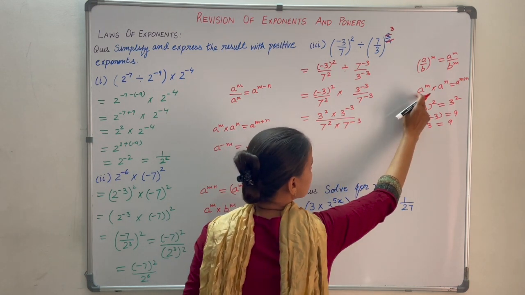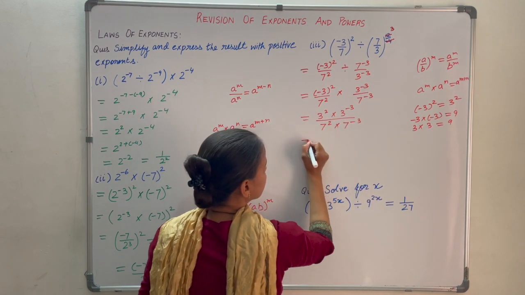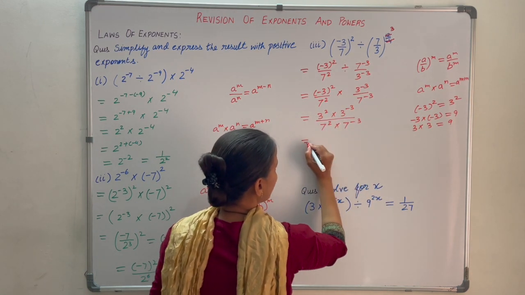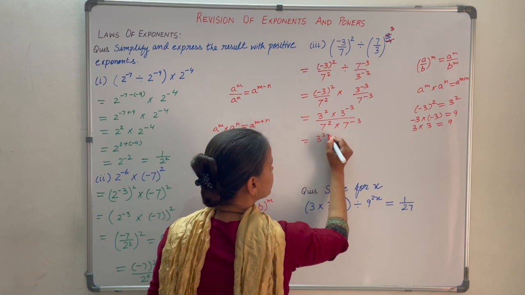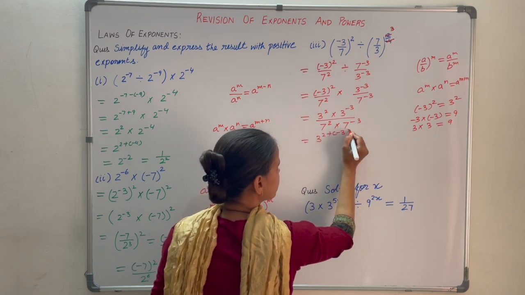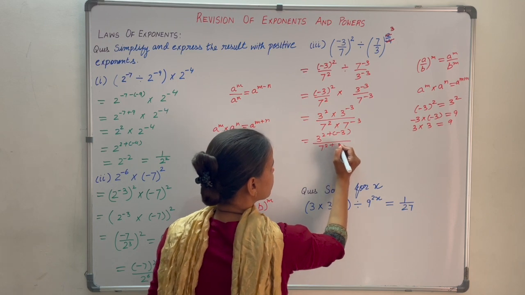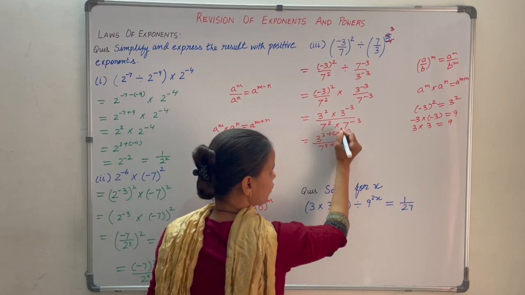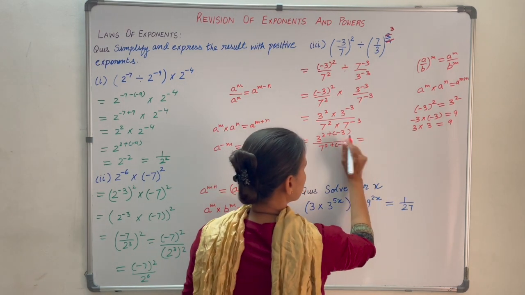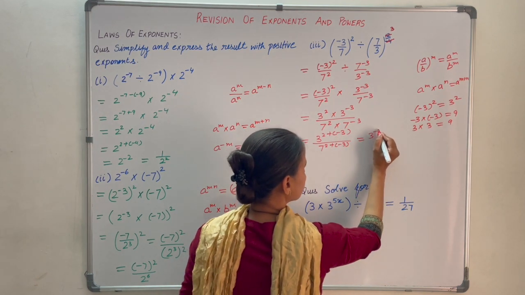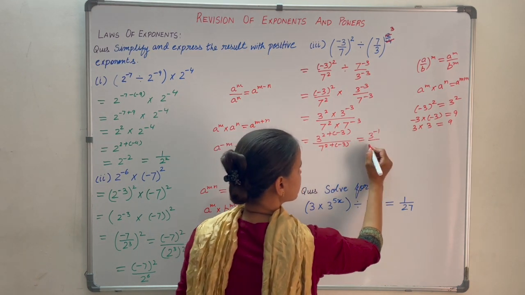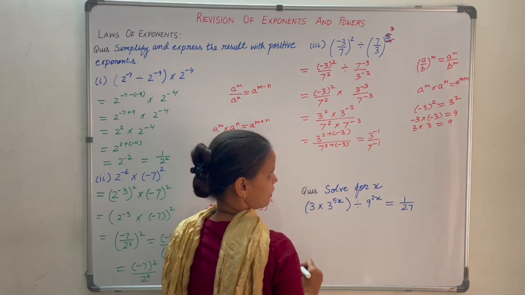Now using this law I am going to simplify it. When the bases are the same, powers will be added up. So 2 plus of minus 3, and here you get 7 raised to the power 2 plus of minus 3. So what do you get here? You get 3 raised to the power minus 1, and here you get 7 raised to the power minus 1.